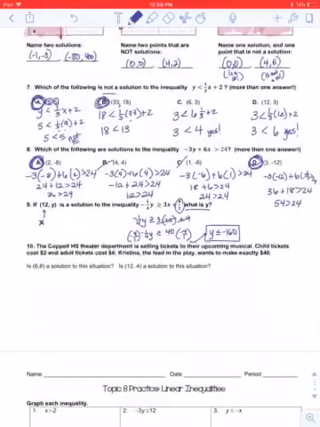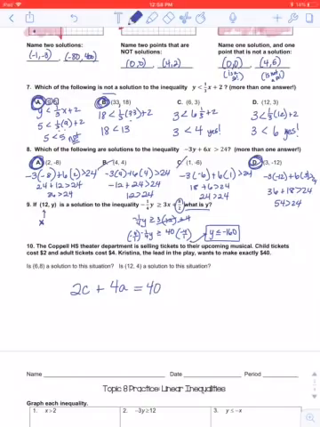All right, last one. The Copp Hill High School Theater Department is selling tickets to their upcoming musical. Child tickets cost $2 and adult tickets cost $4. Christina, the lead in the play, wants to make exactly $40. Is 6 a solution to this situation, and is 12 a solution to this situation? So let's make an equation really fast. Child tickets cost $2 and adult tickets cost $4. She wants to make exactly $40. So she doesn't want to make more, she doesn't want to make less, she wants to make exactly $40.